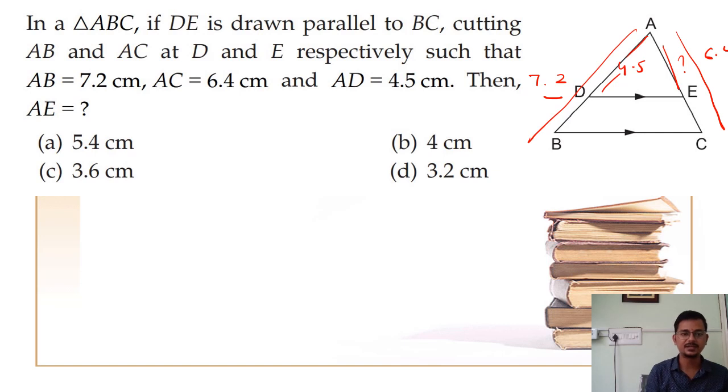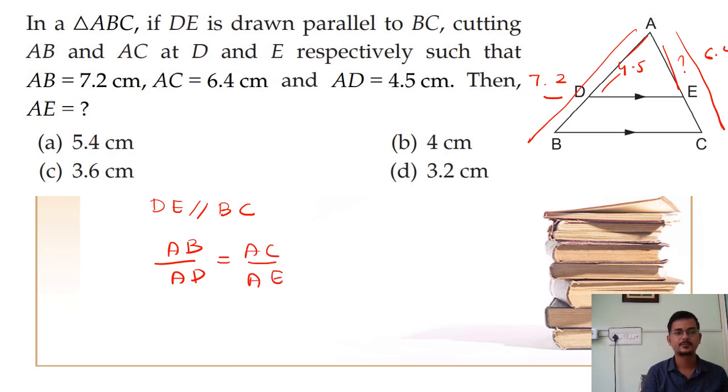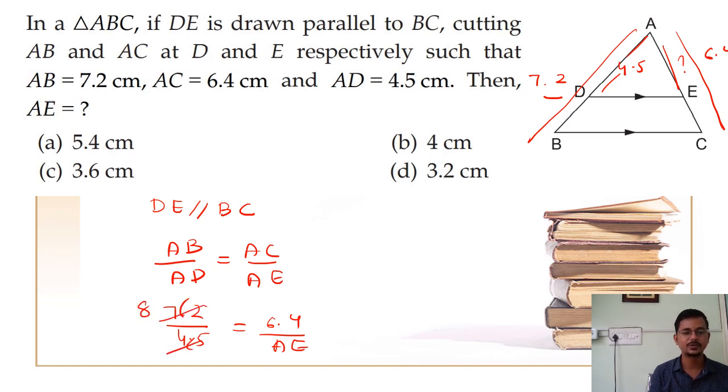So here we can apply our BPT. We can write that DE is parallel to BC. So AB upon AD is equal to AC upon AE. So AB is equal to 7.2, AD is equal to 4.5, AC is equal to 6.4, and AE we will find. So we'll remove these two decimals. 9 8s are 72, 9 5s are 45. On cross multiplication, this gives AE is equal to 6.4 multiplied by 5 upon 8.